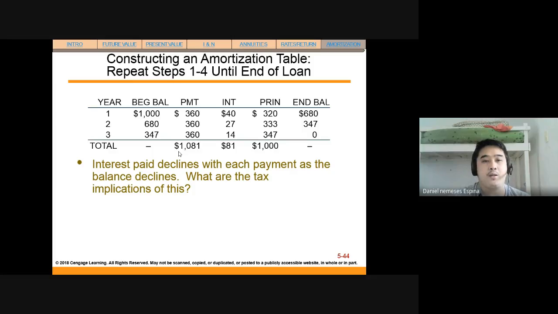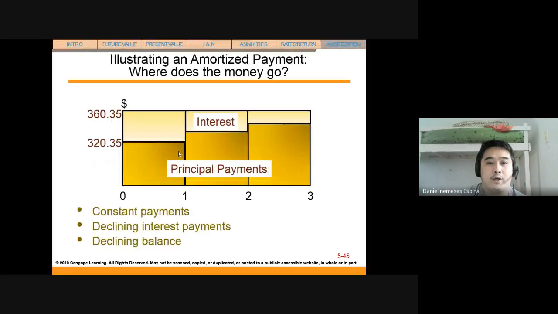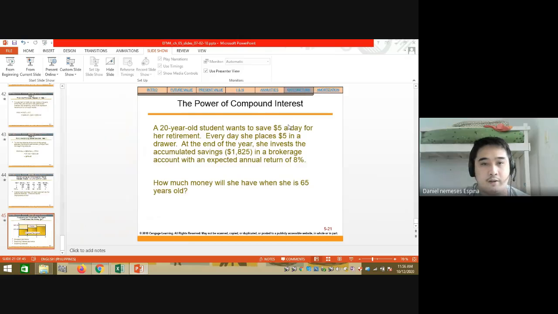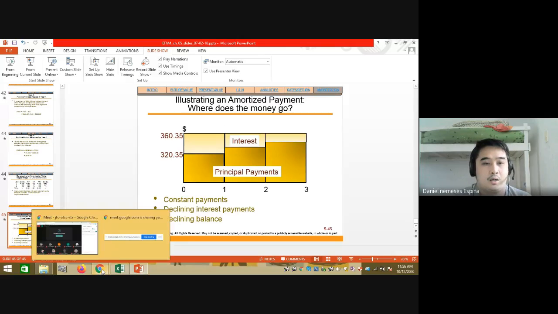So interest paid declines with each payment as the balance declines. So usually ingana pud sa Pag-IBIG ng mga housing loans, di ba? So magka-reduce ang gibayad nimo nga interest. Okay? So this is the table. Where does the money go? 20.35 for principal at the start. Tapos magkadako, interest nimo magkagamay. Okay, so that's all for the time value of money.